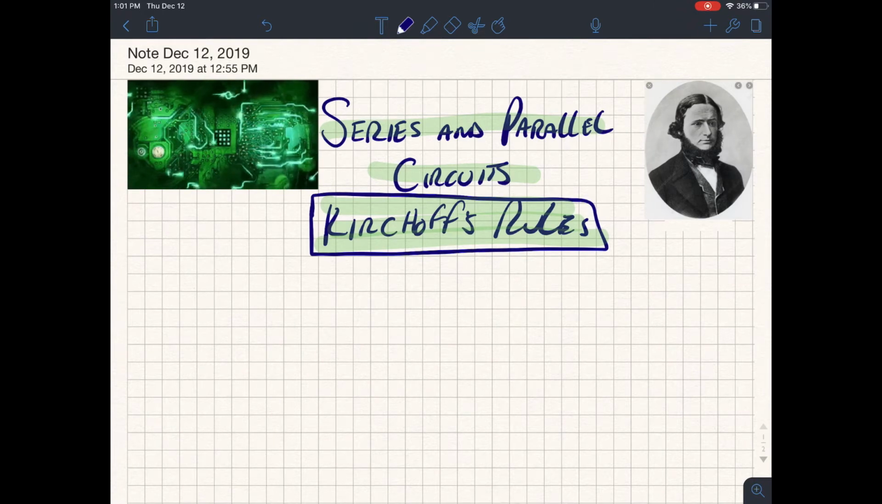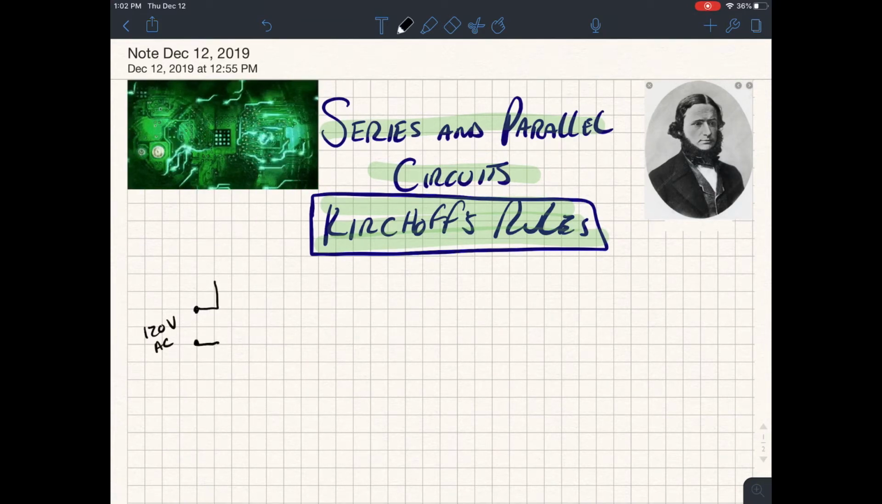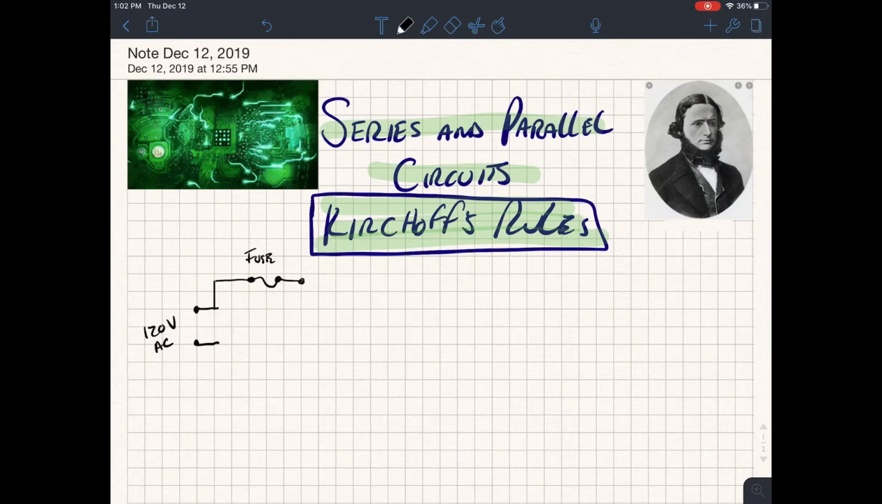So the first thing that we need to remember is what a series and parallel circuit is and how they differ. And so let's sketch one out real quick here. So let's say we've got a circuit that is coming out of a wall, 120 volts AC. So this is coming out of your wall. And let's draw this circuit so that it's representative of what we might see in our homes. So this is a fuse, symbol for a fuse. And then it's going to go to a switch. And the switch just happens to be open.